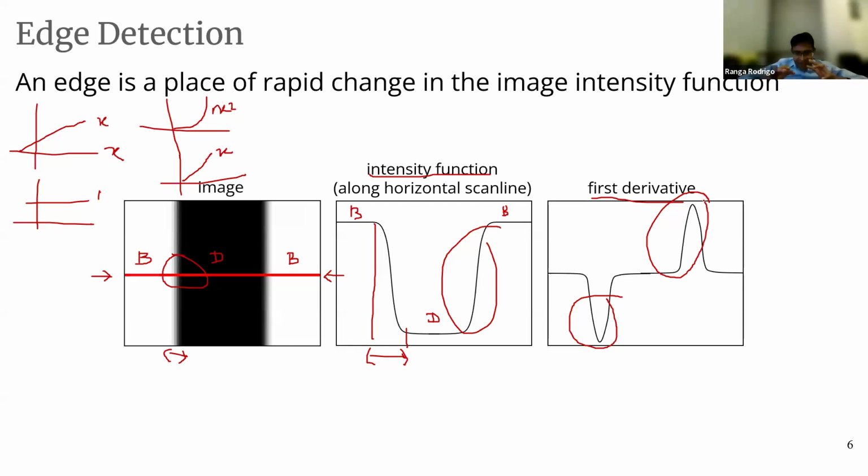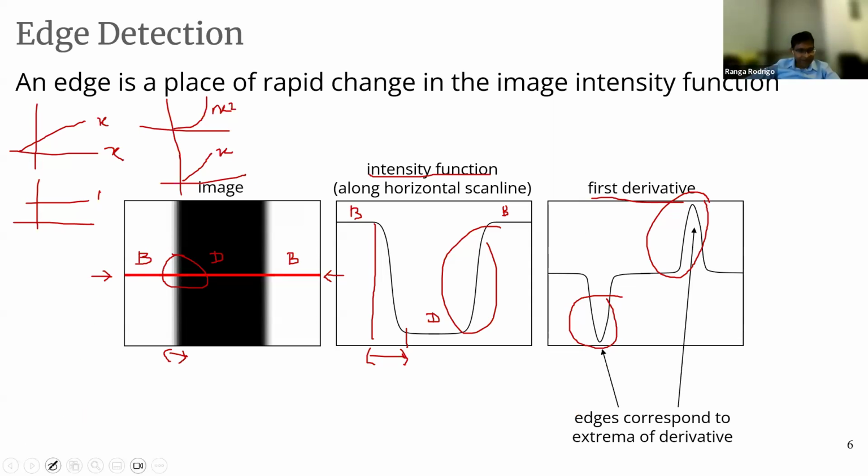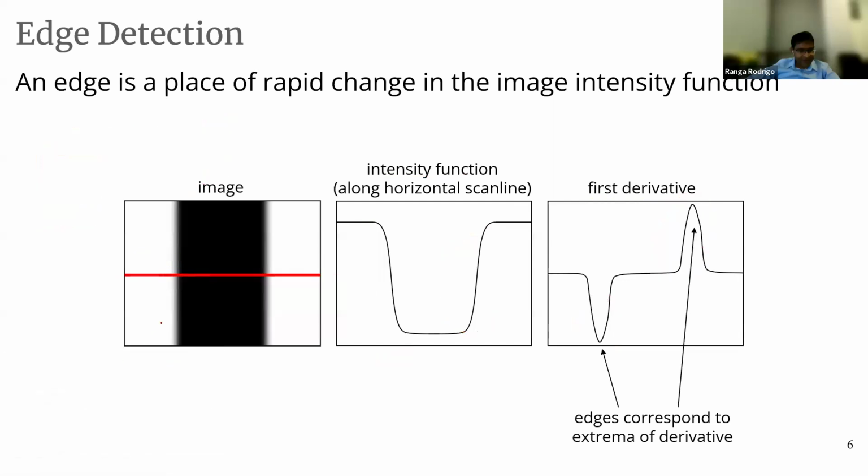So if we differentiate the image and find peak values there, we find the edges. That's what we want to do. Edges correspond to extrema, that means high values or low values of the derivative. I hope that's clear to you. So how do you do that? It's very simple. Let's see how to do that.